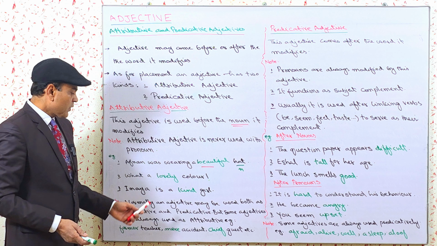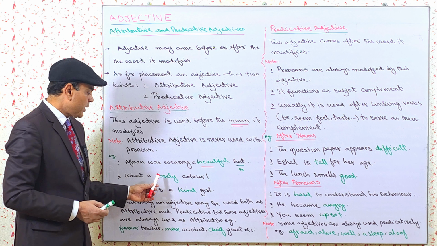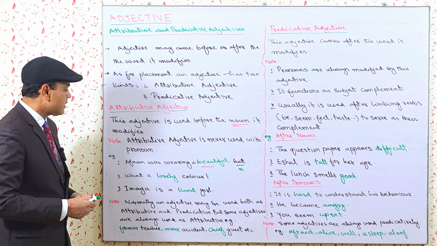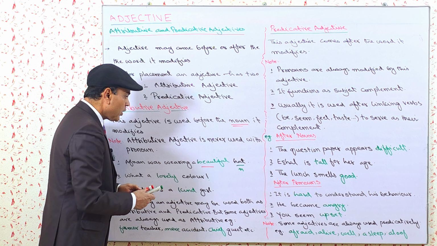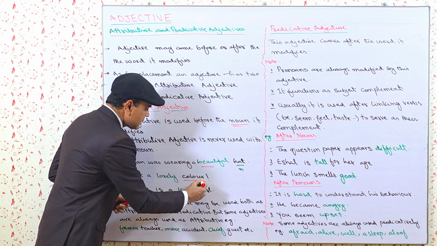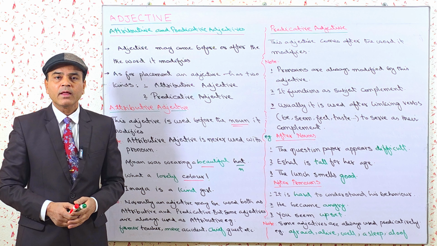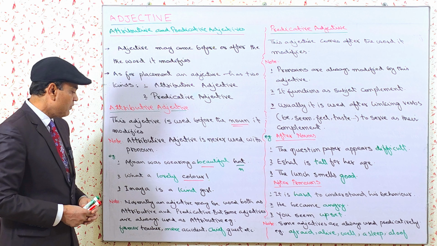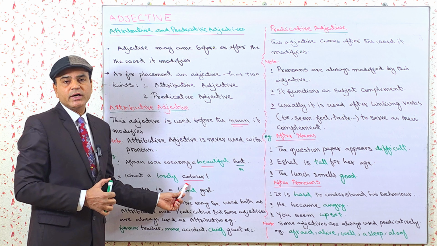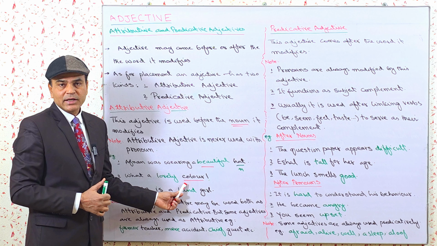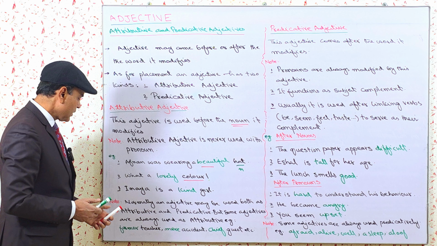Number 2 is, what a lovely color. The green word in this sentence is the attributive adjective. And after that, we have another word, that is color. Color in parts of speech is a noun and it is being modified by the word lovely, and lovely comes before the word color. That's why we call it an attributive adjective.